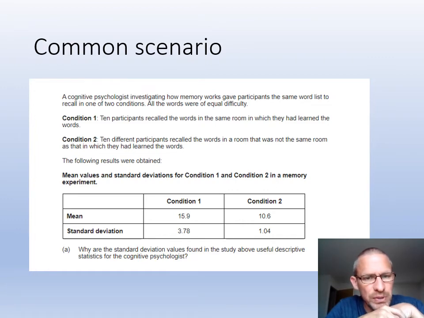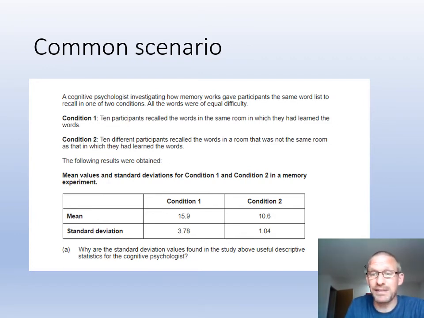And what does the mean tell us? Well, looking at this, the mean would say that there was a higher level of accurate recall in condition 1. So as we might expect from the stuff we've covered in the memory topic, recall was best when it took place in the same room as the original learning, because it's got a higher mean. It's got 15.9 compared to 10.6.